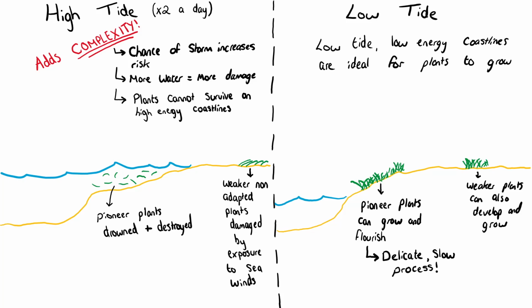And then on a low tide, these low energy coastlines, this is the key location for vegetation to grow. So they're ideal for plants to grow because plant growth is a delicate, slow process, especially with these pioneer plants and then the plants that subsequently follow. Because it's such a slow process, they need these calm conditions.